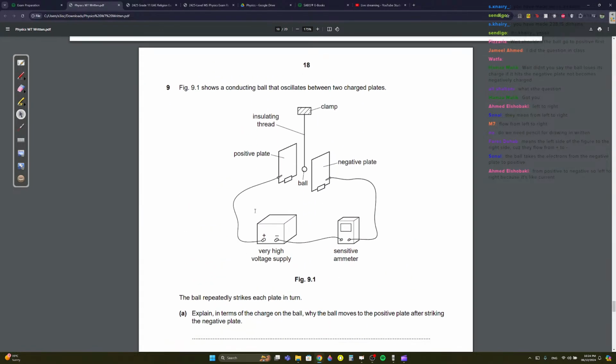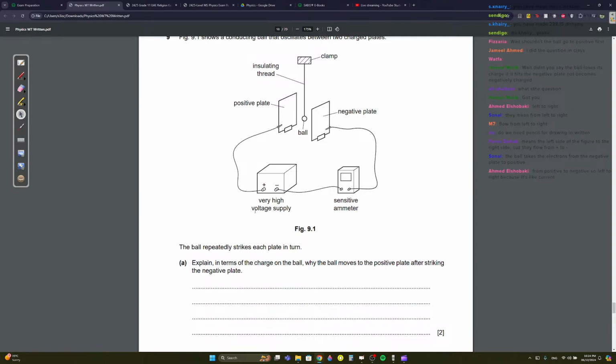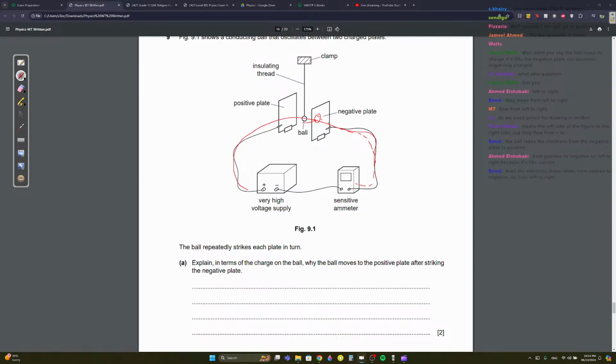Okay, I get that. I understand that. But here the ball is hitting the negative plate, where it hits negative and releases electrons. But how? From positive, so it goes like this. They mean, okay. I think what they mean is from left to right, it starts left, then it goes right like this. But okay, I think they mean like this.